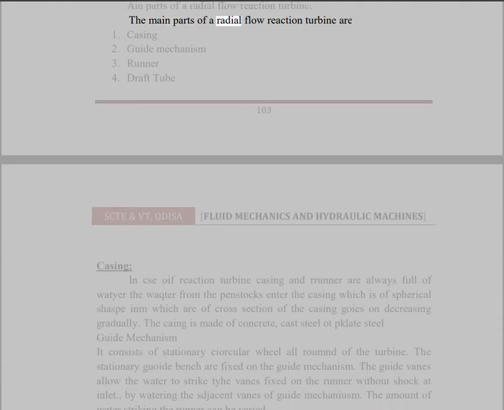The main parts of a radial flow reaction turbine are: 1. Casing. 2. Guide mechanism. 3. Runner. 4. Draft tube.